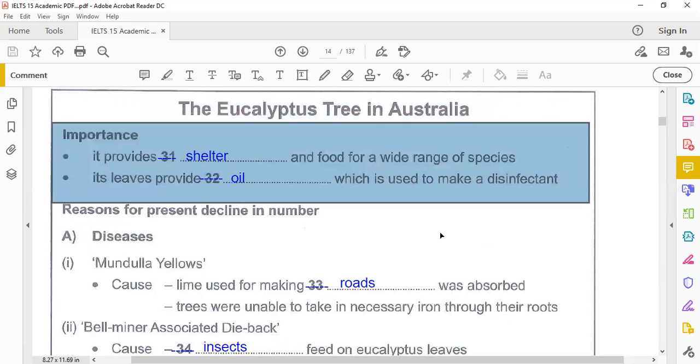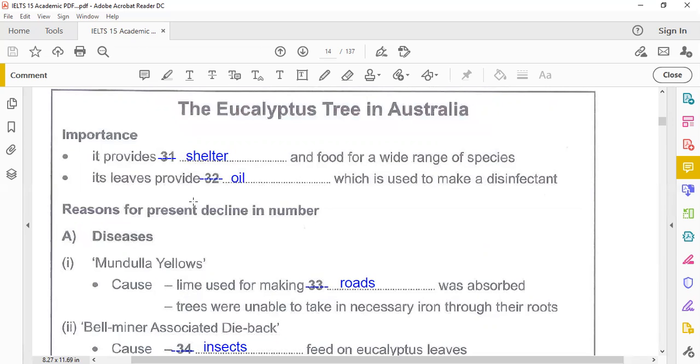Once again, I will remind you that when I begin to do this paper, I usually strike the numbers like 31. I draw a line on them so that they should not interfere with my thinking. So importance, it provides dash, that means shelter and food for a wide range of species. You have to write shelter, okay? Its leaves provide oil, which is used to make disinfectant, okay? Oil. It's a supplicant when you will hear the word oil.